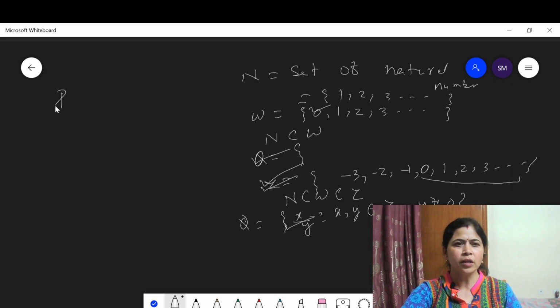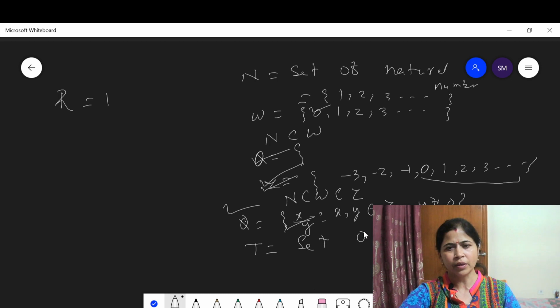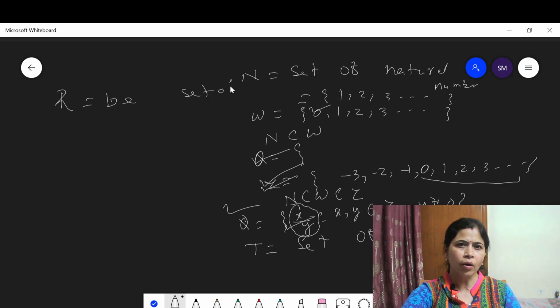Then let R be the set of real numbers. Q is the set of rational numbers. Then let T be the set of irrational numbers. This means numbers which cannot be defined in x upon y form. Then R is the set of real numbers. Here T is also a subset of R, but T is not a subset of Q.